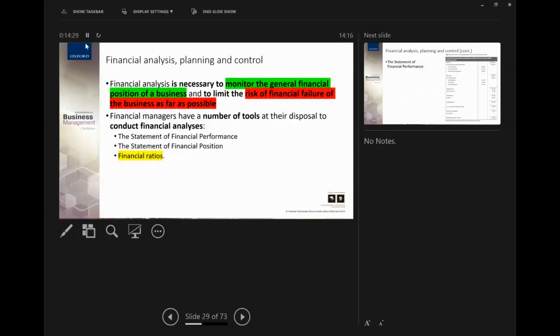All right. So here now they're just talking to financial analysis, planning and control. Financial analysis is necessary to monitor the general financial position of the business and to limit the risk of financial failure of the business as far as possible. Now, the reality is we are always looking to manage risk in business because by virtue of engaging in business, we are taking on risk. But how do we survive? By managing that risk, ensuring that it does not get ahead of us or overcome us.